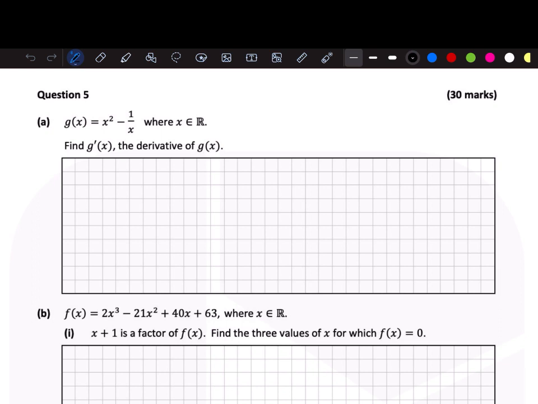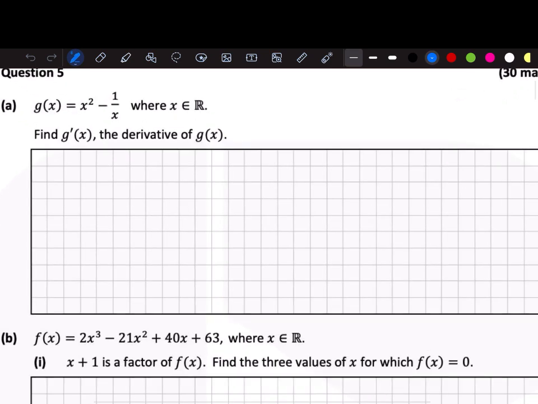So start off question 5. It says g of x is equal to x squared plus 1 over x, where x is a real number. Find g prime of x, the derivative of g. Easiest way to do any calculus is to get them all looking like the kind of numbers you're used to seeing. So we can immediately say that g of x is equal to x squared, and then minus 1 over x.